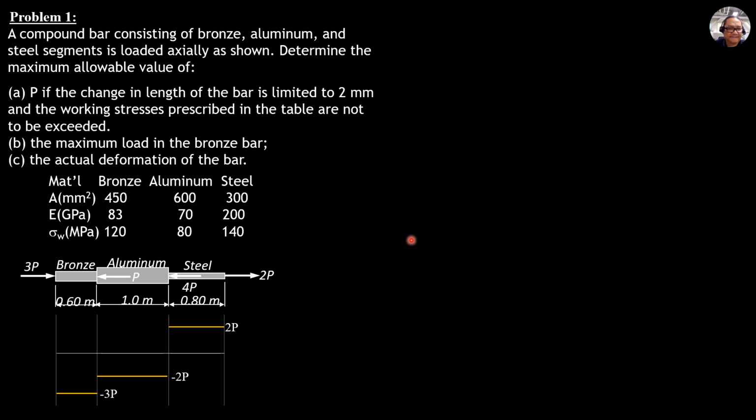Based on strength, let's begin with force over area, normal stress. If we consider the bronze, the load is 3P. So sigma is P over A, force over area, take note. So 120, this is the allowable working stress for bronze, and the load is 3P, compression. The area of the bronze is 450, so solving for P, it is 18,000 newtons.